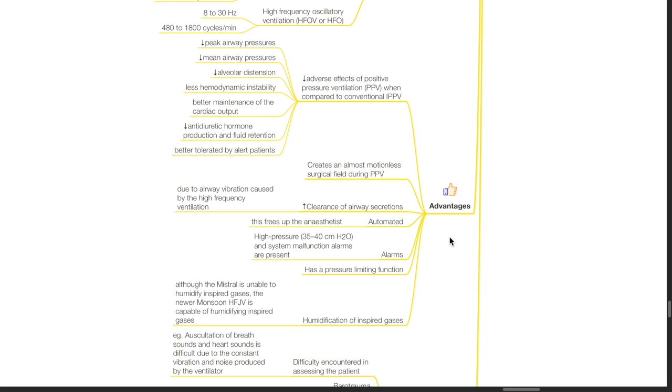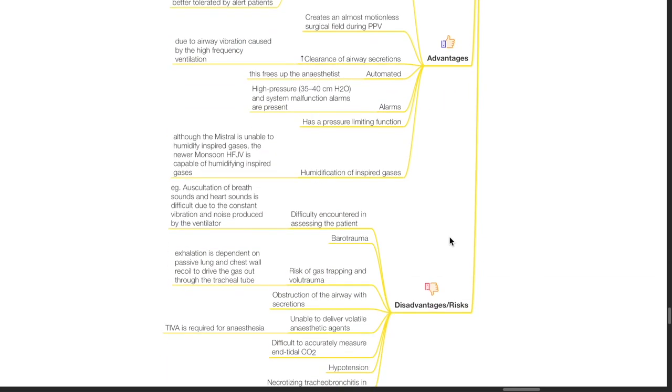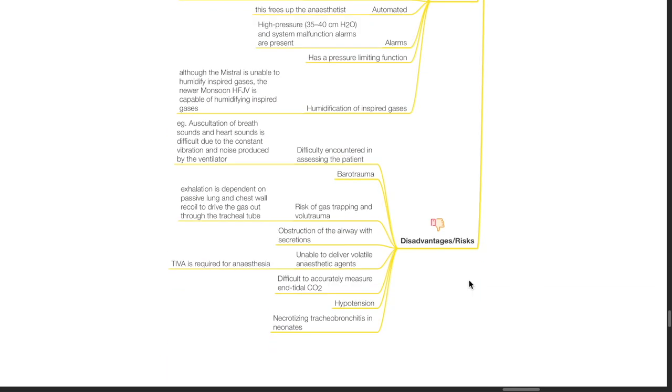HFJV is automated and this frees up the anesthetist. High pressure and system malfunction alarms are present. High-frequency jet ventilators have a pressure-limiting function. High-frequency jet ventilators can humidify inspired gases. Disadvantages: there may be difficulty in assessing the patient.